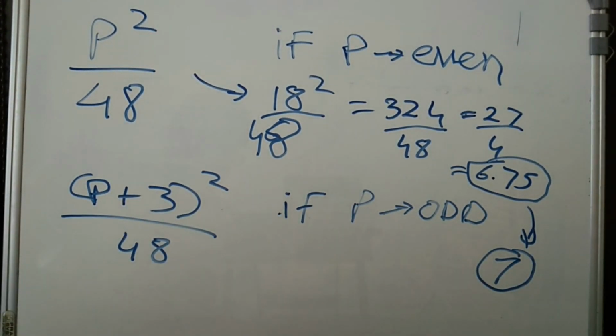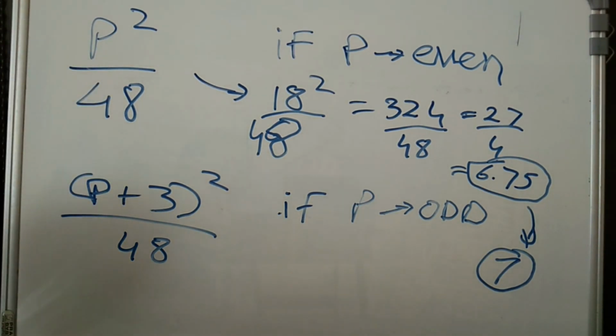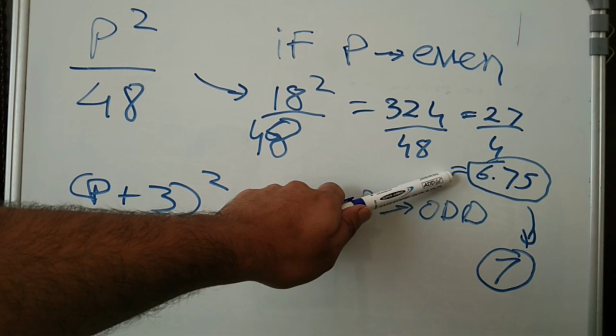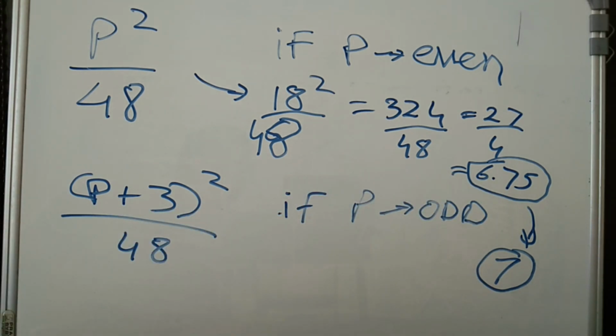So I have to just look whether the perimeter given is even or odd. If it is even, I have to use this formula. If it is odd, I have to use this formula, and then I have to choose the answer which is nearest to the integer. Likewise, in this case, I got 6.75 and the nearest integer to 6.75 is 7. So the answer to this particular question is 7. So let's see the next question.